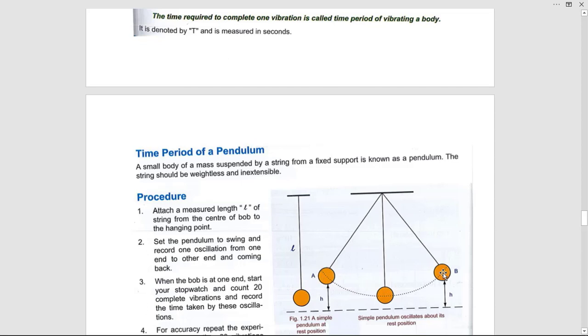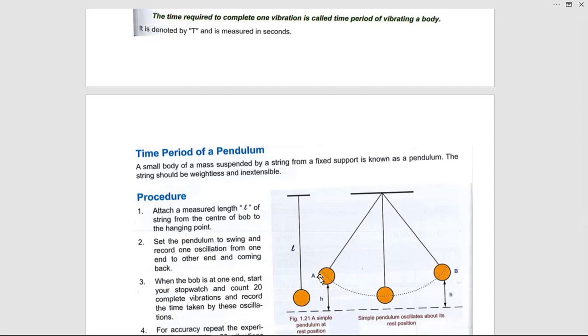So what do we mean by the time period? Time period means the time taken for this bob going from A to B, then coming back from B to A. Once again, the time taken by the bob from A to B and then B to A, this total time is known as the time period.